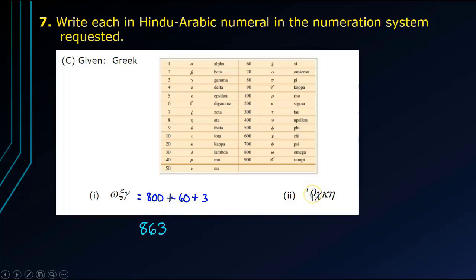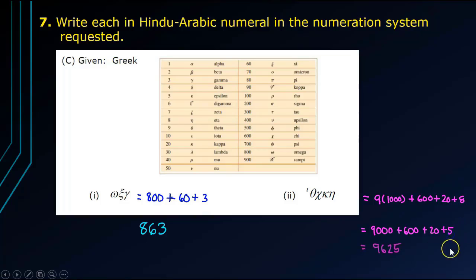This one here, theta, is 9, but this 9 has this iota in front of it, which means that's 9,000. This symbol here, chi, goes with 600. This is kappa, I believe. Kappa? Yeah, I think it's kappa. That goes along with 20. And this symbol here is eta, which goes along with 8. So I have 9,000 plus 600 plus 20 plus 8.